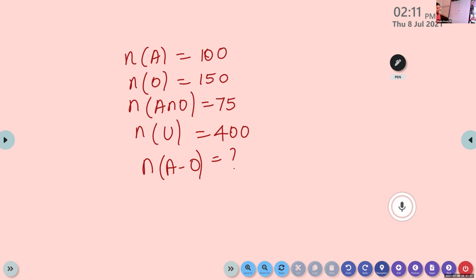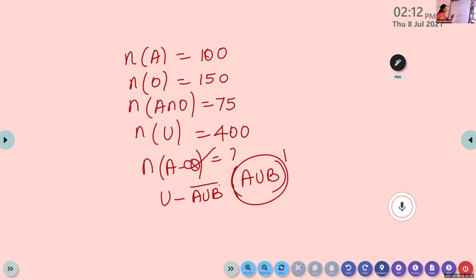That means U minus A union B the whole dash. Yes, it is correct. A union B will give those who are drinking apple juice or orange juice, isn't it? What about the dash? Those who are not taking both. So it will be the same as U minus A union B. It is not A minus O.